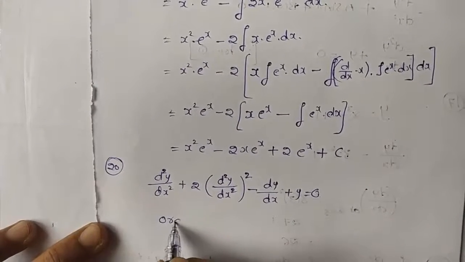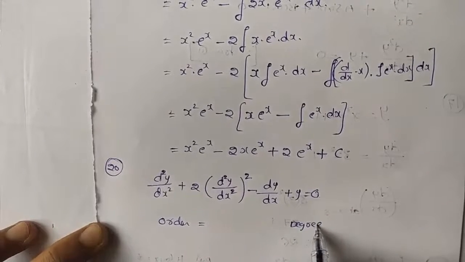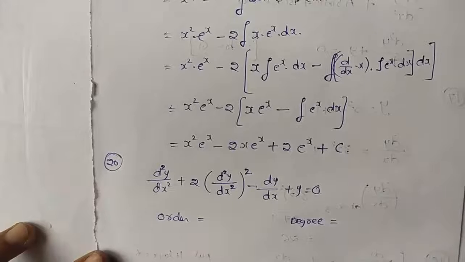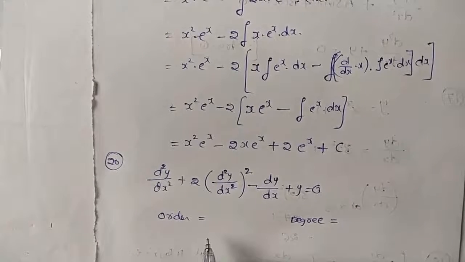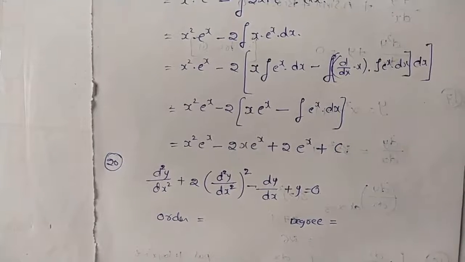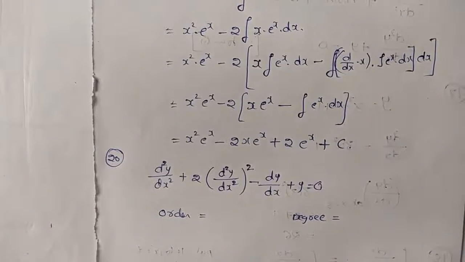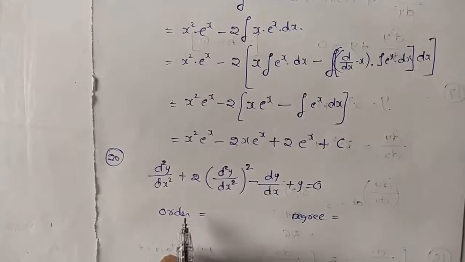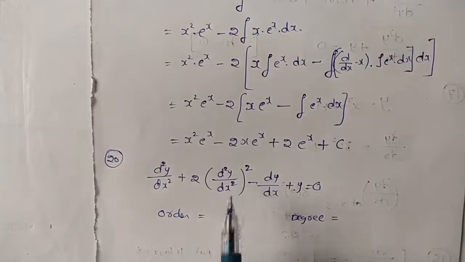So we need to find order and degree. Kindly do not confuse. Maybe many of you will get confused, like many are going to write degree as order, order as degree. Kindly do not confuse. There is no confusion. You just listen properly, that order is what? The highest derivative of the differential equation is called order.